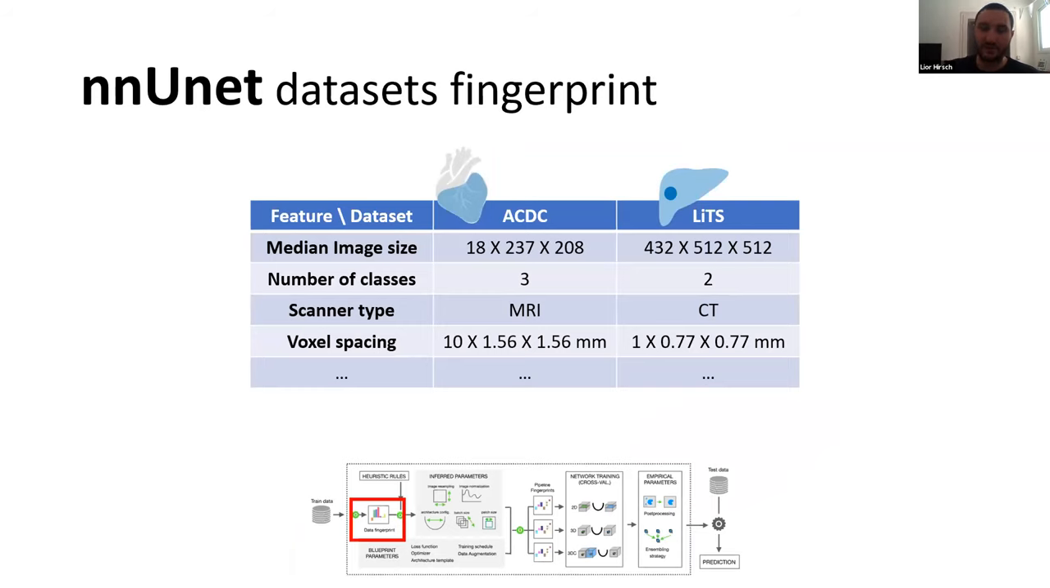Okay, so the first step in the process is to create the dataset fingerprint. The dataset fingerprint contains features that are extracted from the dataset or from the metadata of the dataset. For example, we can see here the median image size, the number of classes, and the scanner type.